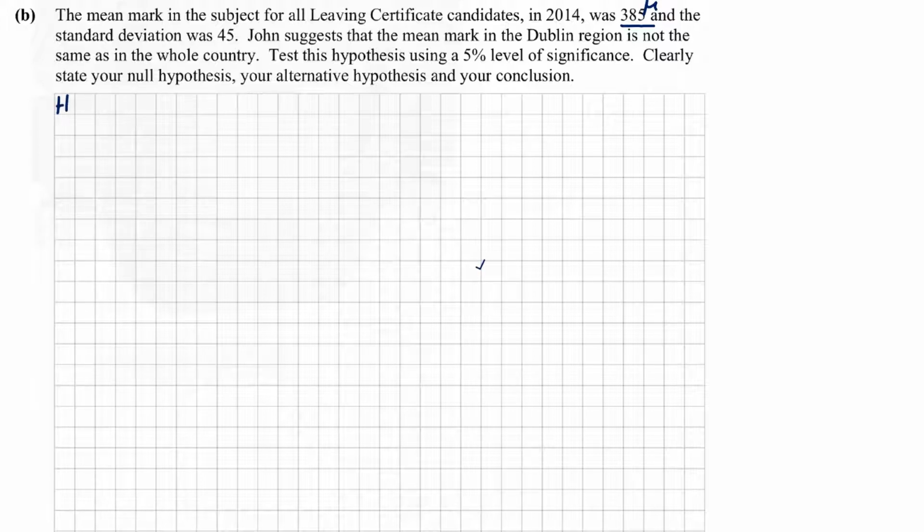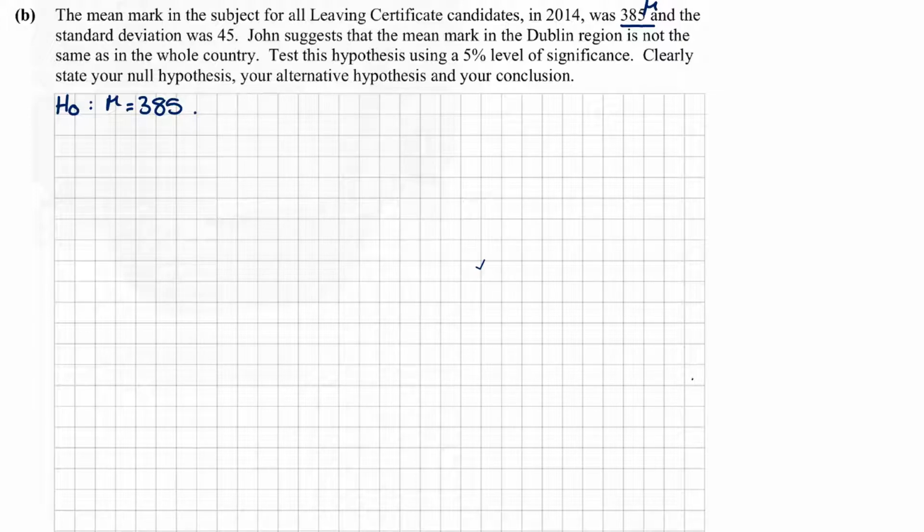So our null hypothesis, we always start off with our null hypothesis, and that's mu equals 385. Now, this is a really important one to put in words because you might notice that John suggested the mean mark is not the same as the whole country. The fact that John says that doesn't impact on our null hypothesis. Our null hypothesis is always mu equals. That's what we work with. We always work with it being mu equals, and the alternative hypothesis mu does not equal. However, it will affect our conclusion at the end.